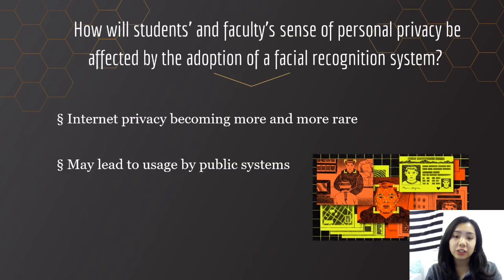Our next question is, how will students and faculty's sense of personal privacy be affected by the adoption of a facial recognition system? This question is raised because in today's world, internet privacy has become more and more rare. Once information is put on the internet, it is released for anyone to access. It becomes something that cannot be taken back. Private information becomes more difficult to keep private.